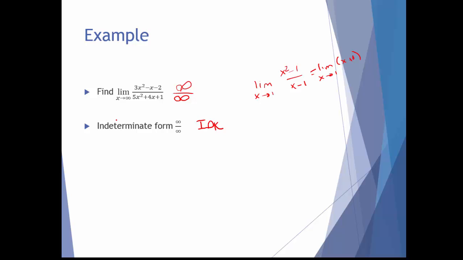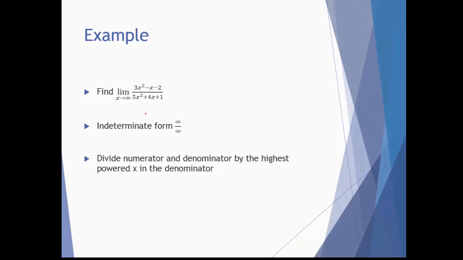So the technique, when you're looking at infinite limits and you have a rational function, one of the things that you can do is to divide the numerator and the denominator by the highest powered x in your denominator. Well, in this case, the highest powered x in my denominator is x squared. So as long as we divide both the numerator and the denominator by x squared, it's going to be equivalent algebraically. Let's take a look at what that looks like.